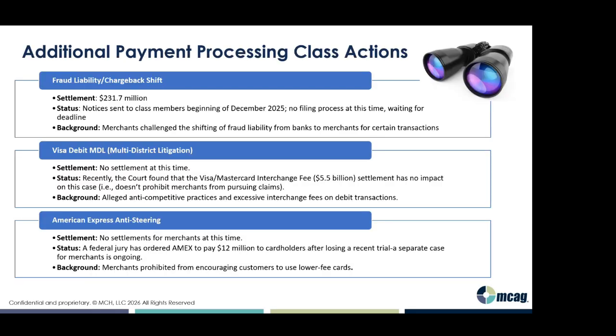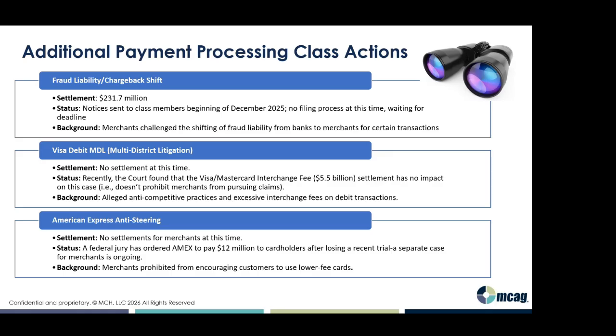There are several additional payment processing litigation matters that are moving through the courts. We'll briefly cover 3 of the upcoming settlements today. The first is the fraud liability chargeback shift. This settlement involves merchants challenging the shifting of fraud liability from banks to merchants for certain types of transactions. And essentially, it alleges that the liability shift was applied inappropriately or unfairly.